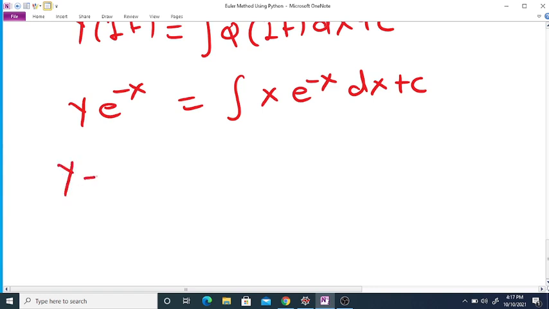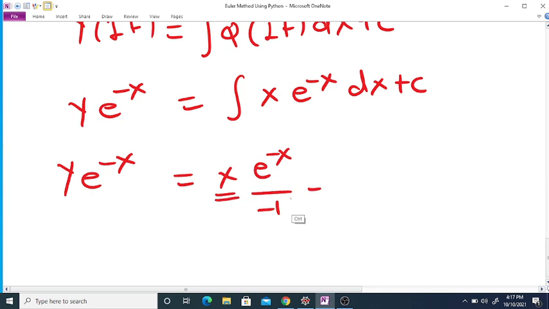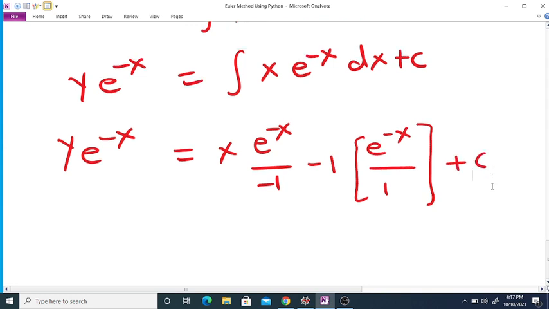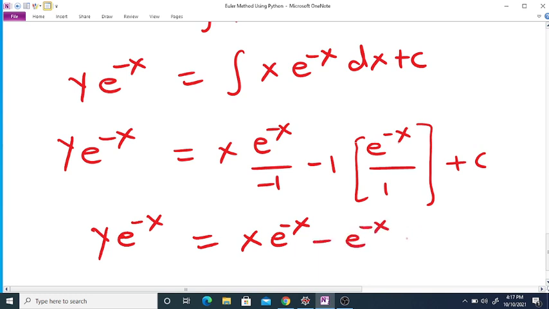Integration by parts. e raised to minus x into the integration of e raised to minus x, which is e raised to minus x into 1 minus the derivative of x. The derivative of x is 1, and again the integration of e raised to minus x is e raised to minus x divided by minus, which becomes plus c. So if you simplify this, then y e raised to minus x is equal to x e raised to minus x minus e raised to minus x plus c.